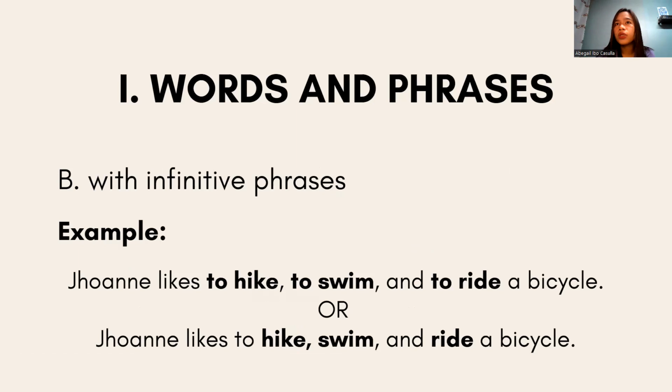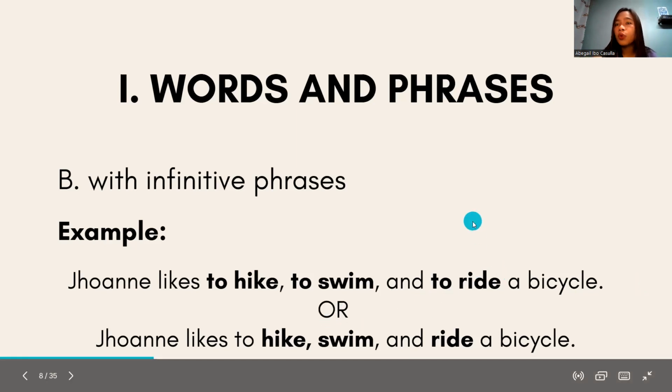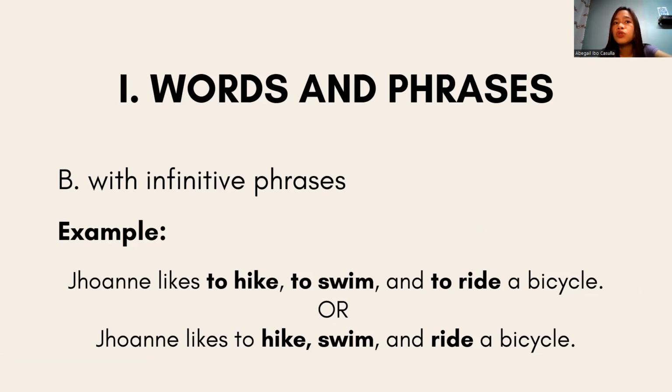Number 2, we have words and phrases. Under the words and phrases, we have to use parallelism with infinitive phrases. What are infinitives? Those words that start with to. So let us look at this. Joanne likes to hike, to swim, and to ride a bicycle. What we can see here is that we use to all throughout the 3 verbs.